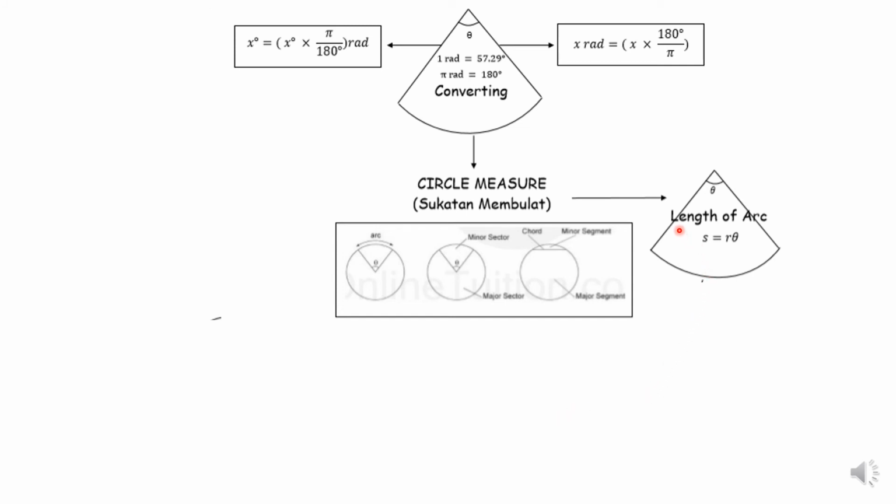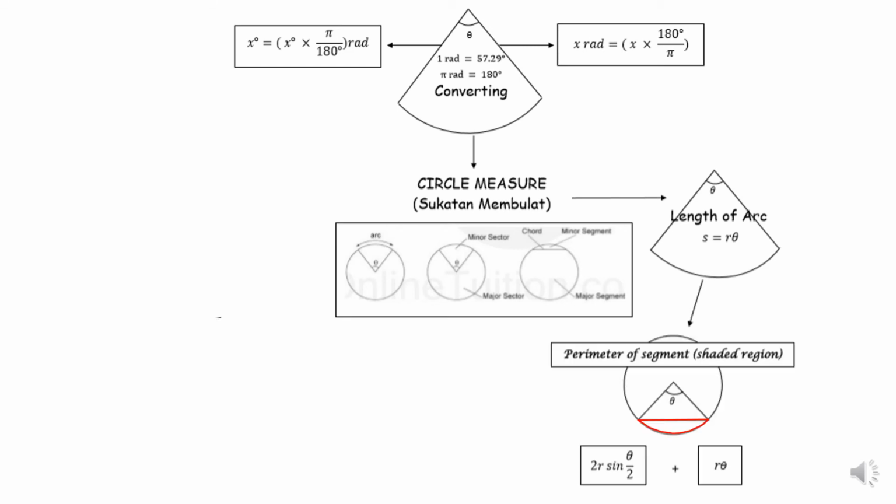For the length of an arc, the formula s equals r theta is used. r refers to the radius of the circle. Theta is the angle at the center measured in radian. As for the perimeter of segment for the shaded region, it is given by 2r sine theta over 2 plus r theta.